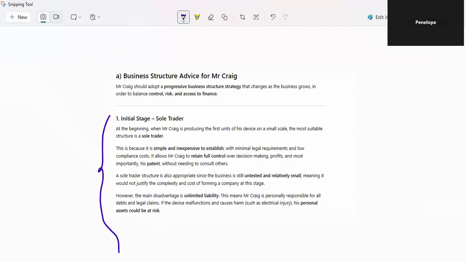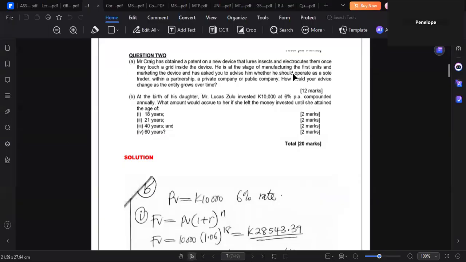Are we together? Uh-huh. I've got a question. Yes, please. So now, because the question says you advise him on which, we mention all these business structures. Then, since you said so, is it the one that you picked to say was the right one?